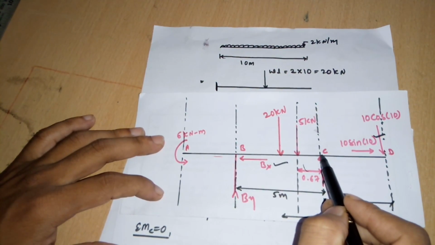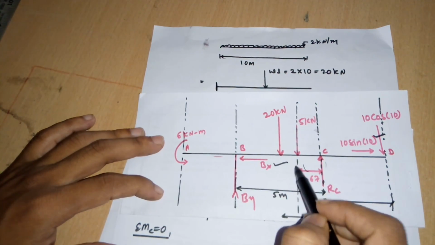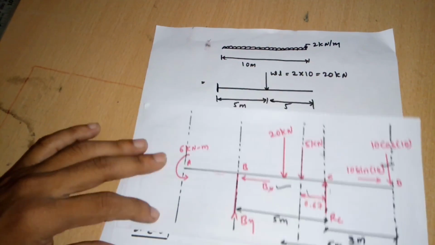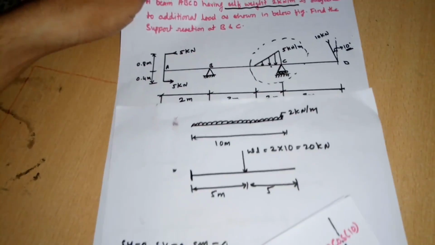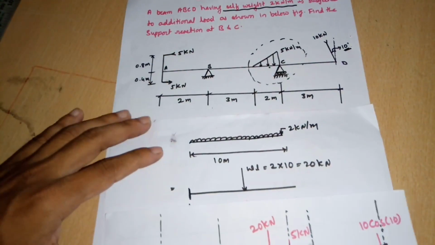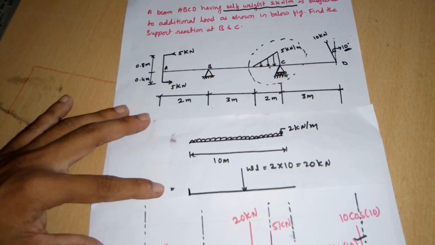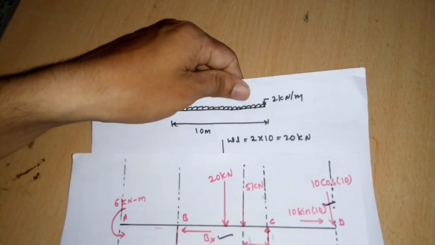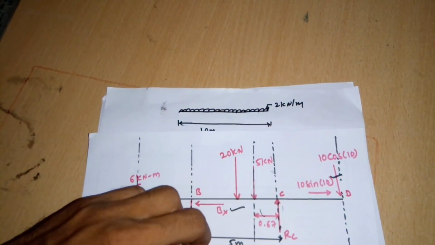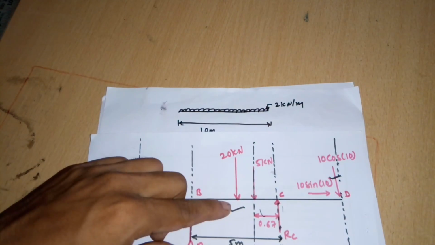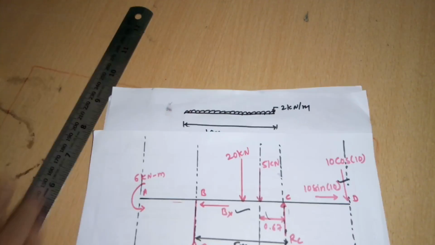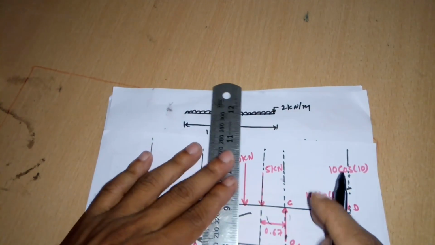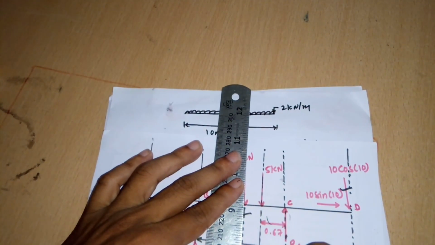Then next, from point C to the 20 kilonewton I have to find the distance. Sorry, no need to go for the main figure. So here, from here to here it is 5 meter. This 20 kilonewton force is acting at a distance of 5 meter from the right end.